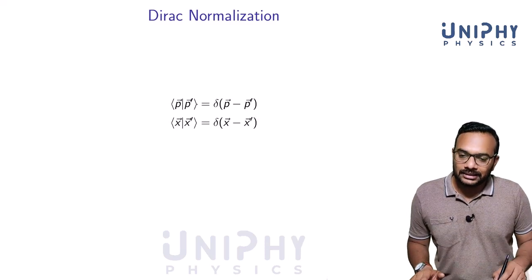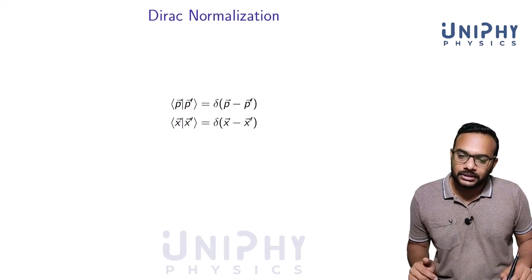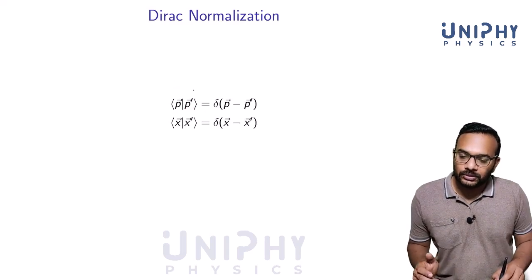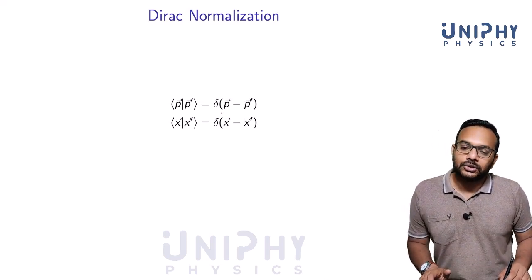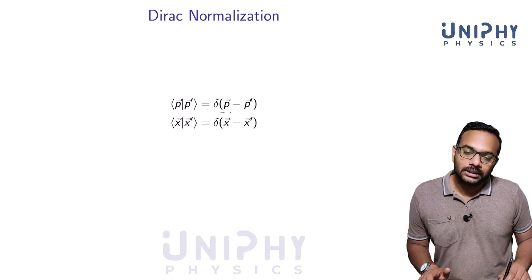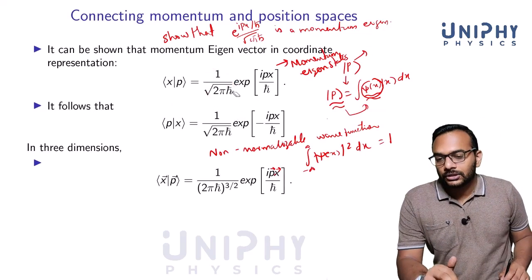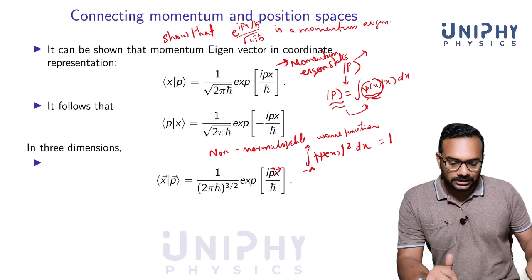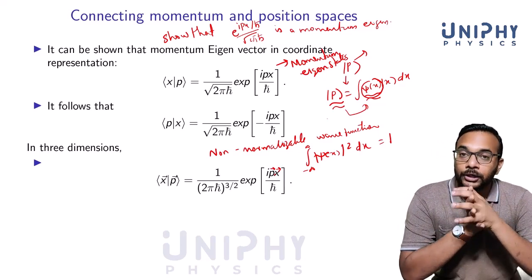We can demand that if you take different momentum eigenvectors and take the scalar product with itself, or the scalar product between different eigenvectors, it should give you the Dirac delta function. Demanding this, you can show that the normalization constant in this case, we call it also a normalization constant, is 1 by square root of 2 pi h cross.